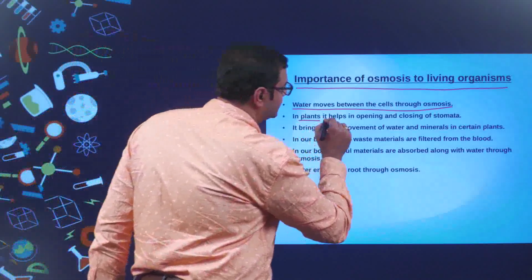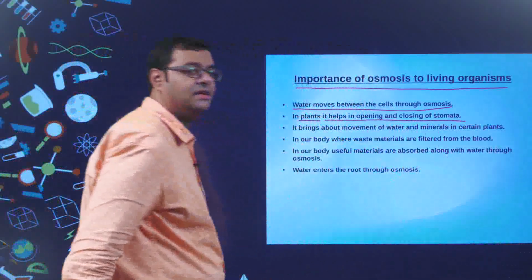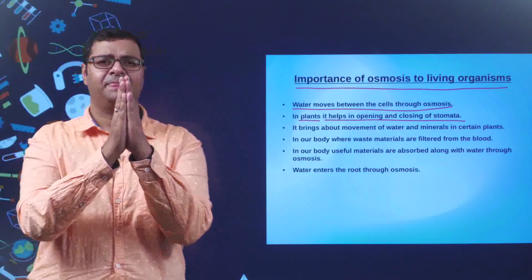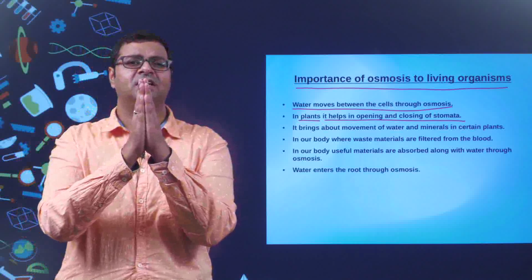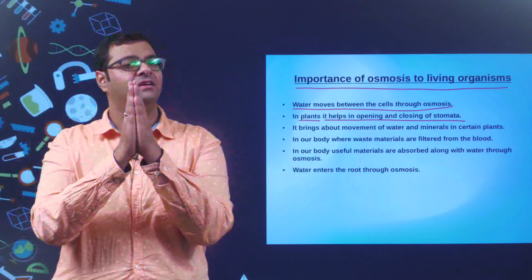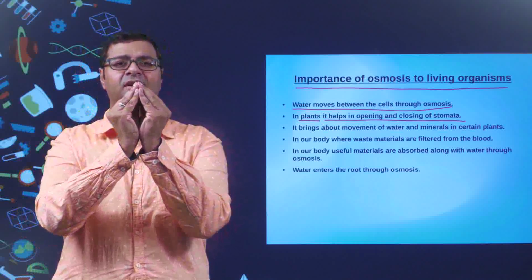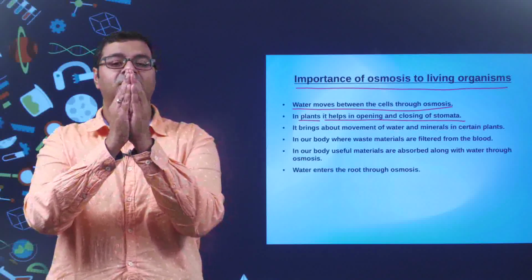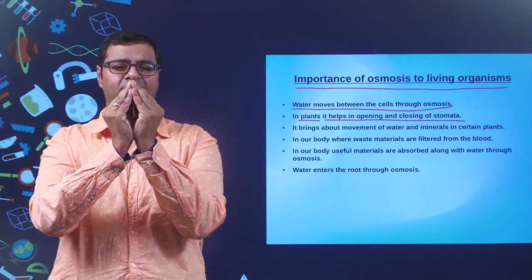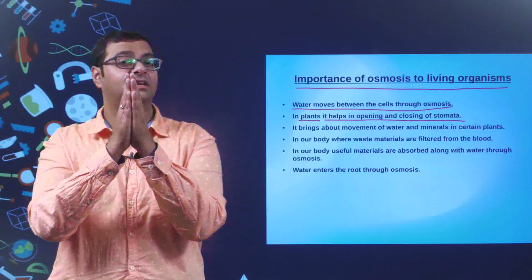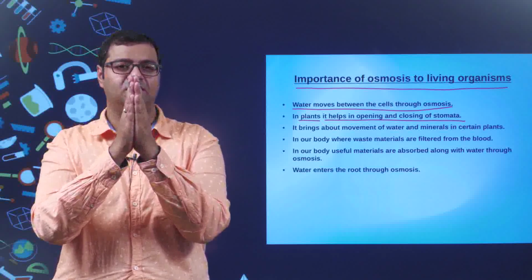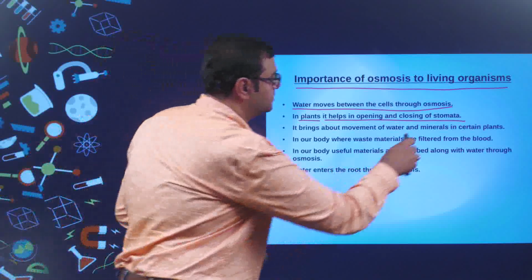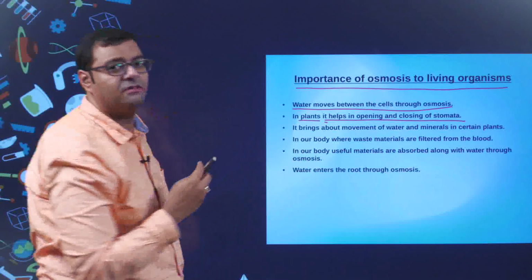In plants it helps in the opening and closing of the stomata. Say for example, I have a stomata like this. When the guard cells are not having much water, the stomata will open and then it will close. This opening and closing of the stomata is controlled by the guard cells, and this movement is made possible because of the process of osmosis.